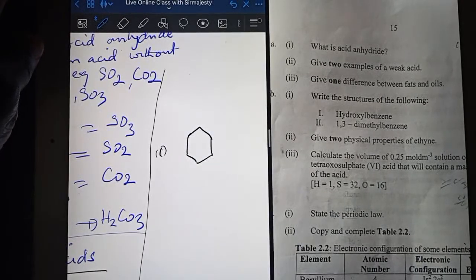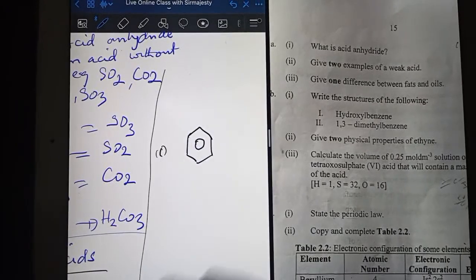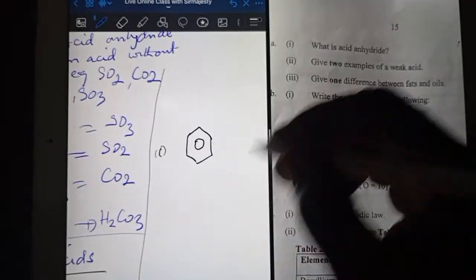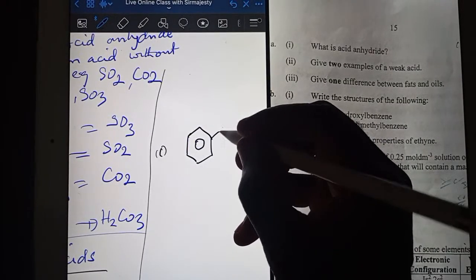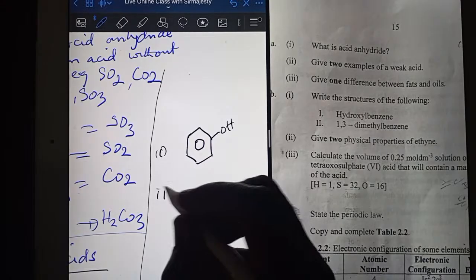And this, right? Then either you use the resonance structure or you use alternating double bond and single bond. Then you find any carbon and put OH. That is hydroxybenzene, which we can also call phenol. Hydroxybenzene is also called phenol.